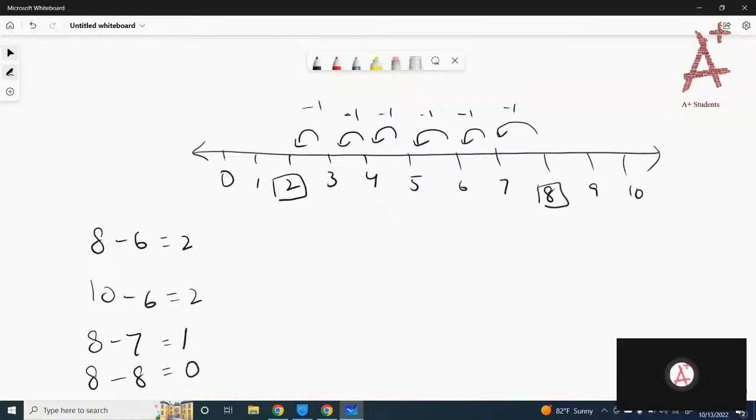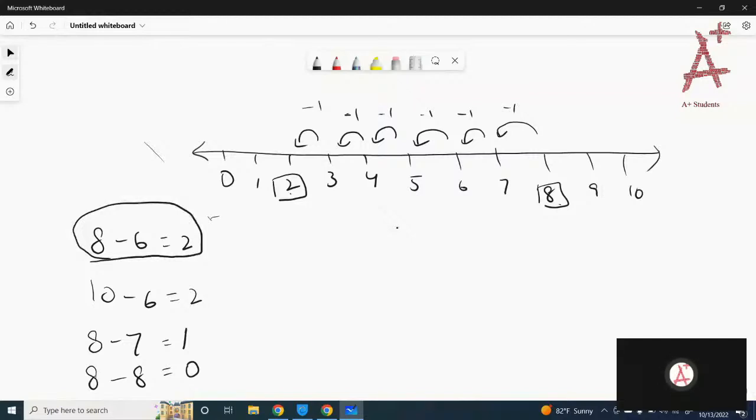Got it? So you need to see you have two of the numbers that are written in the square. Here you have 2 and here you have 8. And the number of times you move back is 1, 2, 3, 4, 5, 6. You moved 6 arrows back. Got it? So that means you moved 6 back. So it would be then 8 subtract 6 equals 2.